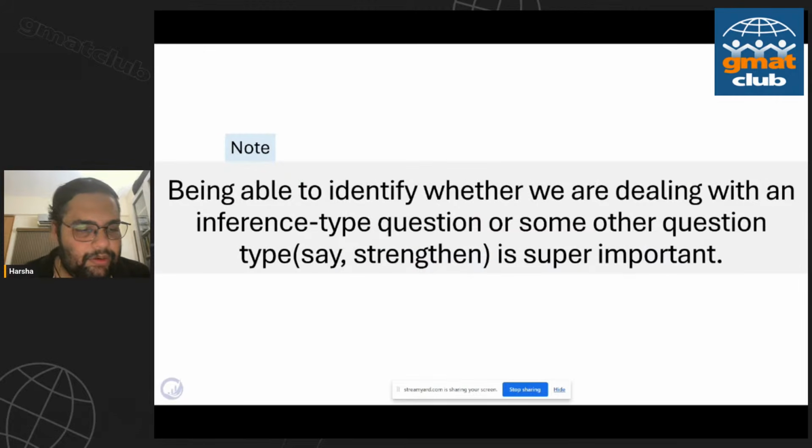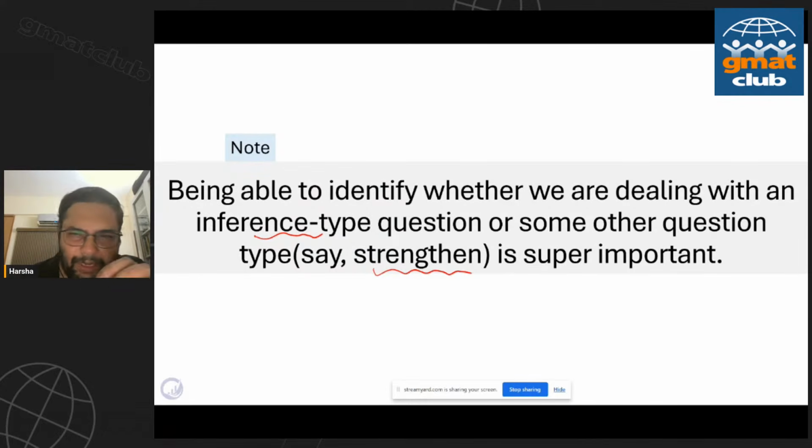Now, one of the key problem areas, and I've seen this even as recently as yesterday. I had a session yesterday, and one of the questions we discussed was an inference type question, but my student was convinced that it was a strengthen question, so we had to reorient that. Being able to identify whether you're dealing with an inference type question or some other question type is super important. Imagine the situation otherwise. You misdiagnose the question type, and therefore everything you do since then is gambling, right?